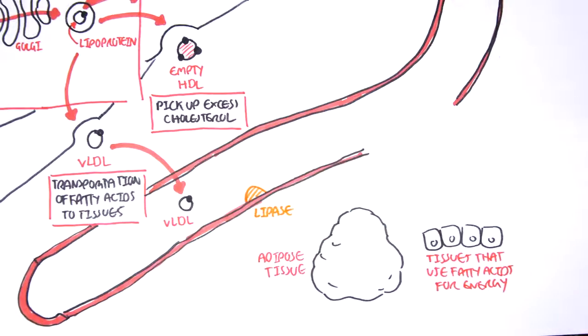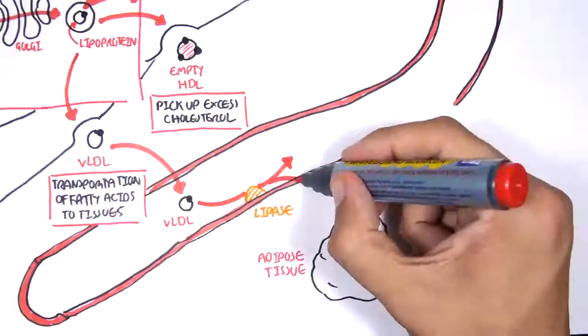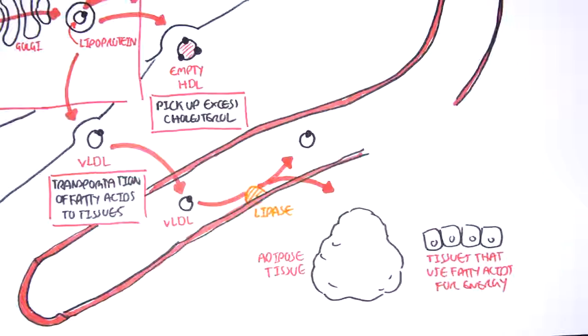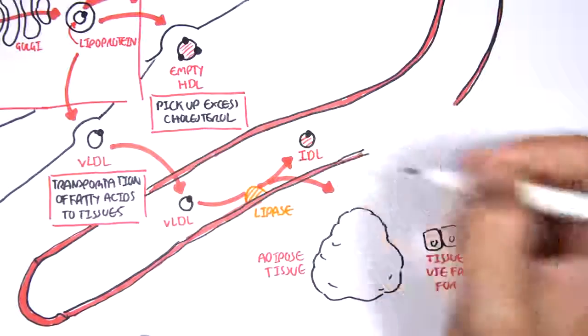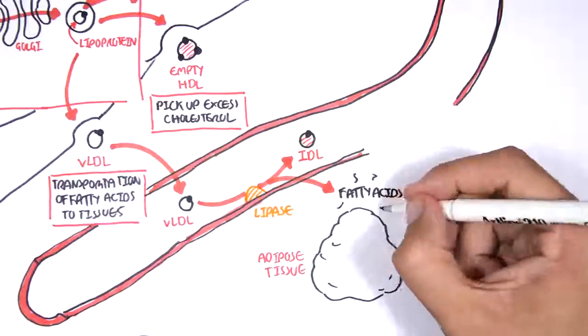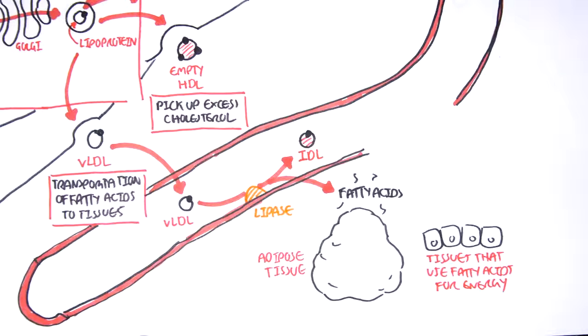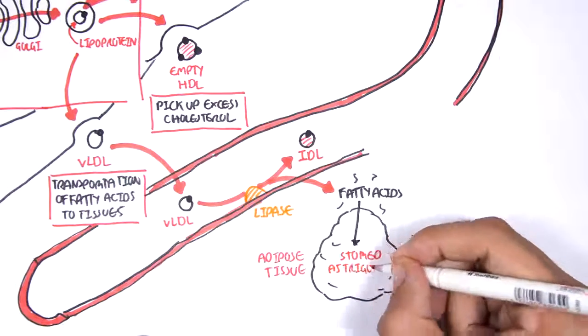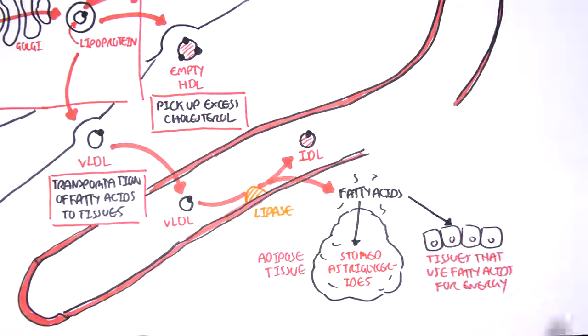VLDL comes across lipases, which will liberate the fatty acids, and this will basically change the VLDL to become IDL, also known as intermediate density lipoprotein. The fatty acids that are liberated can either be stored as triglycerides in adipose tissue or used as energy by some tissues, including the heart muscle cells.